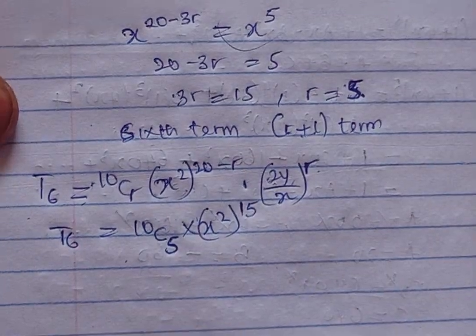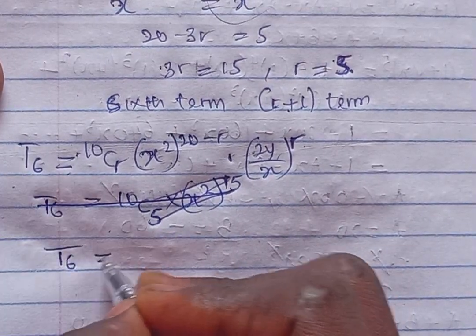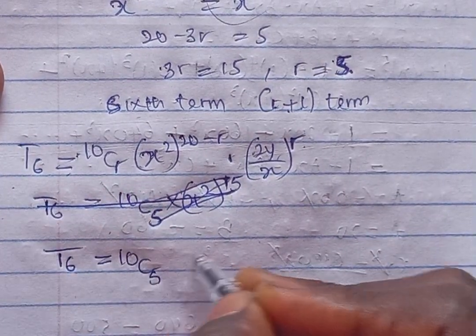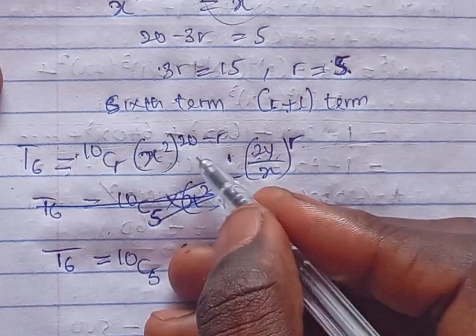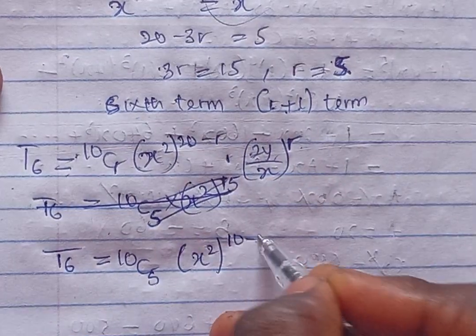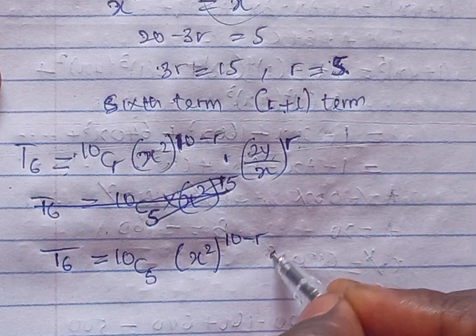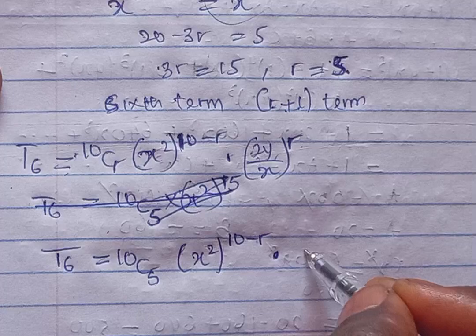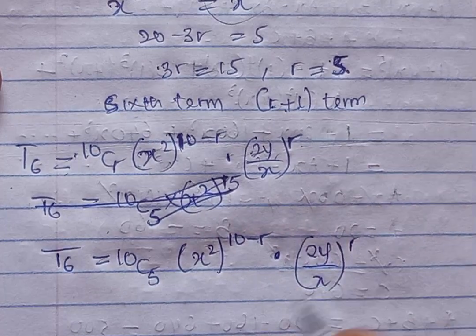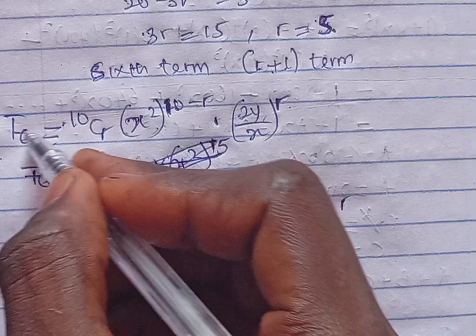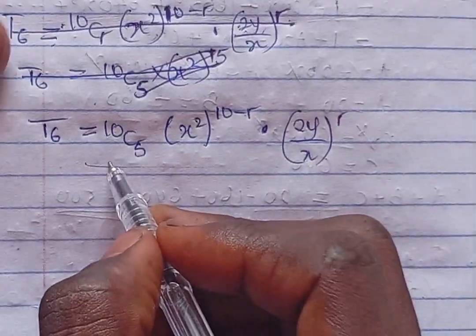Oh, I'm coming. Sorry, T6 will be 10 combination 5 into x squared raised to power 10 minus r. This one will be 10 dot 2y over x raised to power r. So you are using this one, not this again. Okay. Now T6 is this.